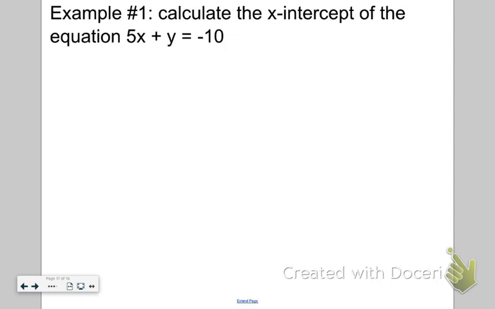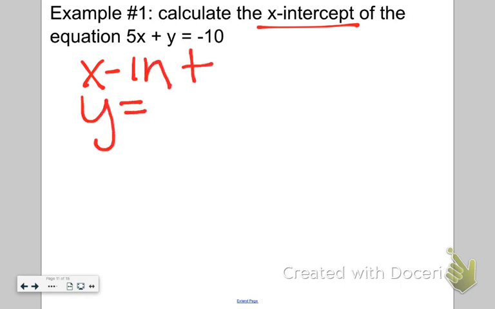Alright, here's our first example. In this example, we're going to calculate the x-intercept. So what that tells me is that if I'm looking for an x-intercept, that point is on the x-axis, that means y equals 0. Not x, y is 0. So think back to that graph.